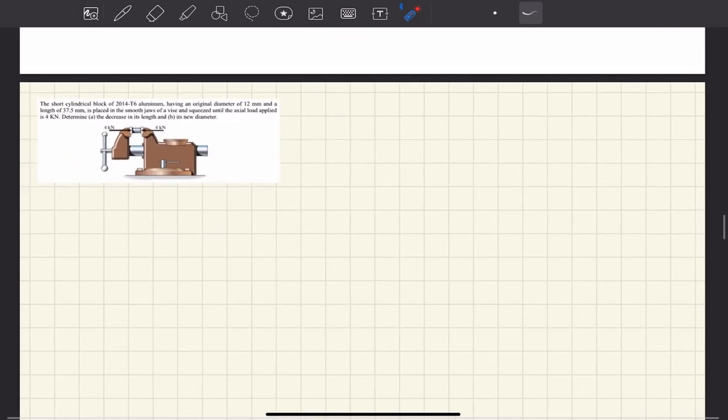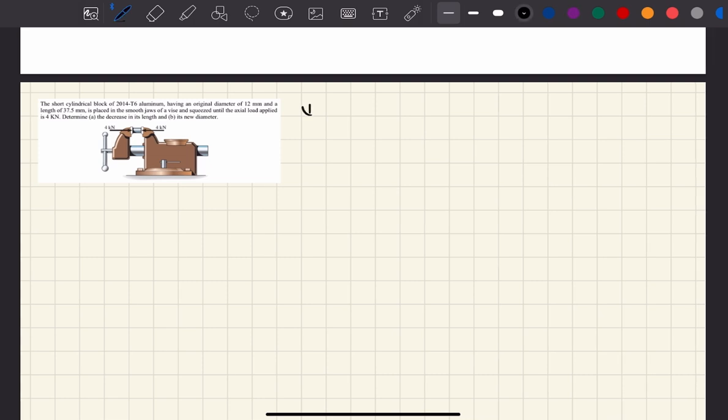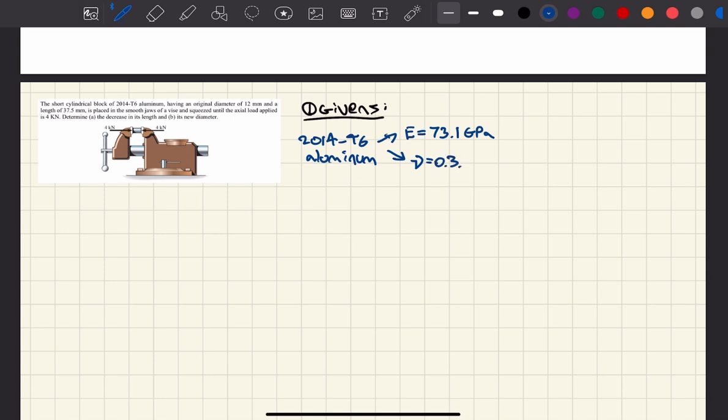Okay, so we can start off with the mechanical properties of this given material, and in this case, it is 2014 T6 aluminum. We're going to use two mechanical properties, namely, firstly, the elastic modulus, which has a value of 73.1 gigapascals, and Poisson's ratio, which for this material has a value of 0.33.